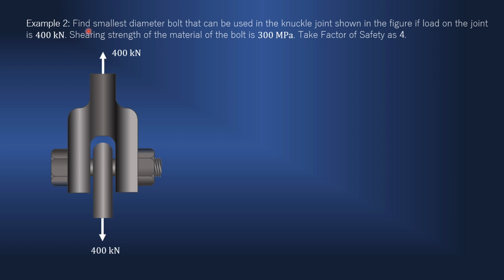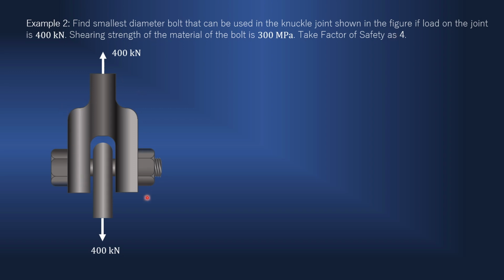Read the problem. Find the smallest diameter bolt that can be used in the knuckle joint shown in the figure. If the load on the joint is 400 kilonewton, the shearing strength of the material of the bolt is 300 megapascal. Take factor of safety as 4.